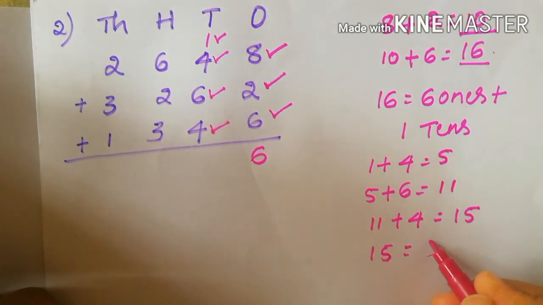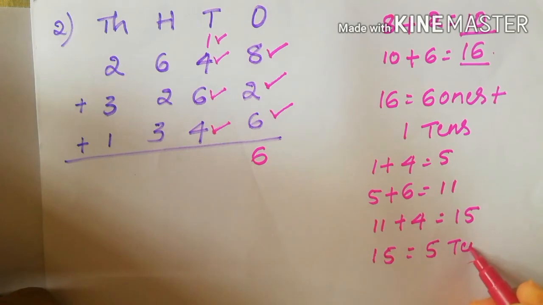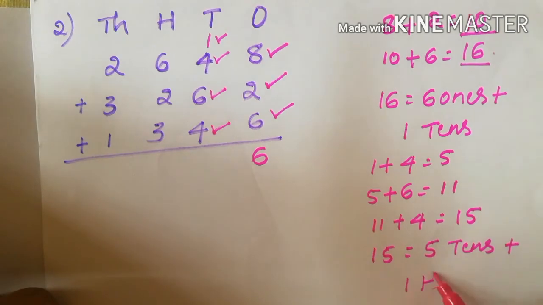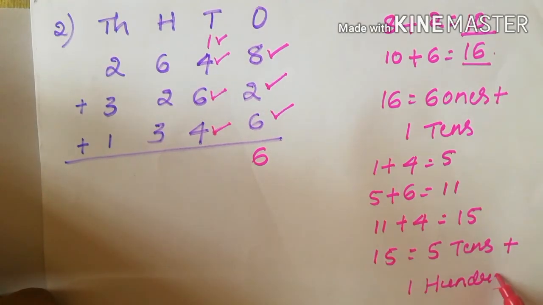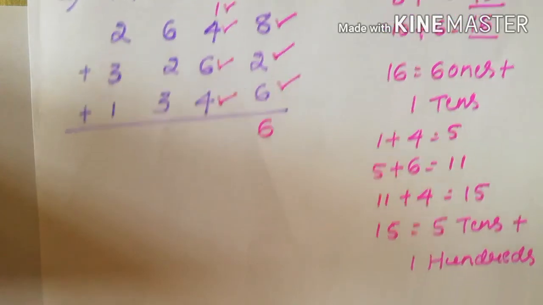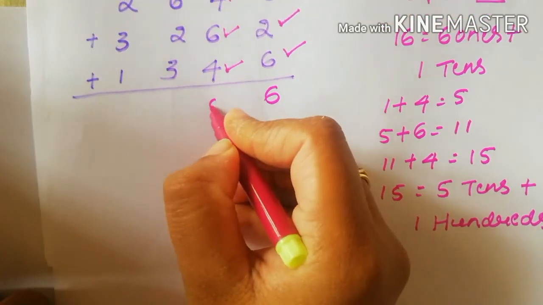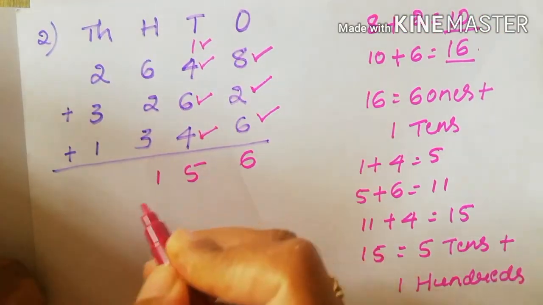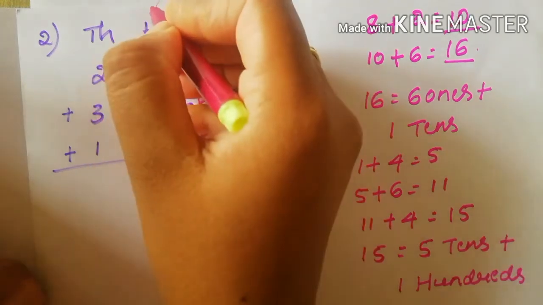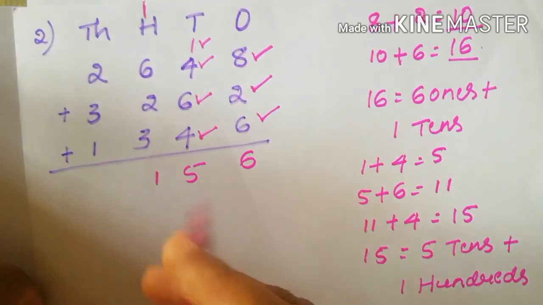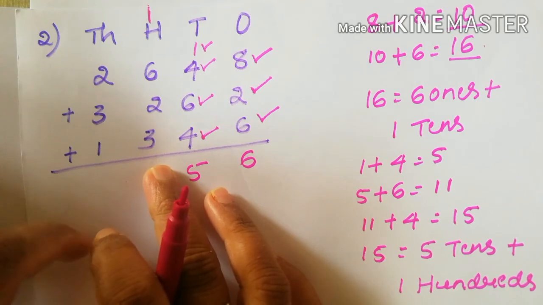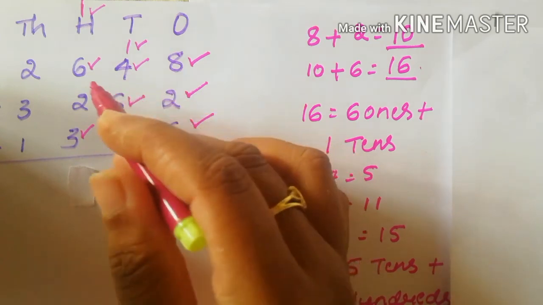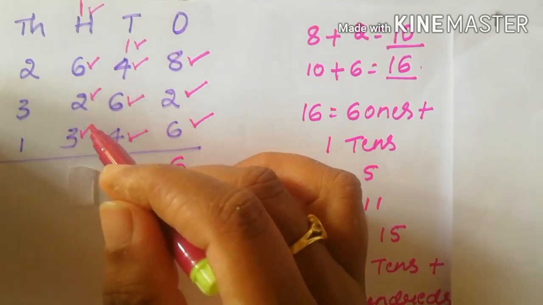Writing 5 in the tens place and 1 in the hundreds place. Okay, now I will write 5 in the tens place and 1 in the which place? Sorry, 1 in the hundreds place. Okay, right. Now what do we have to do? Now we have to add 6 hundreds, 2 hundreds, 3 hundreds.